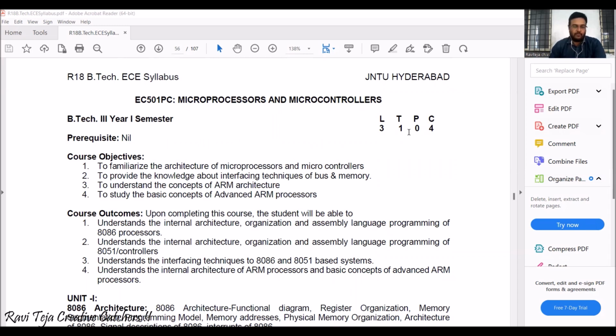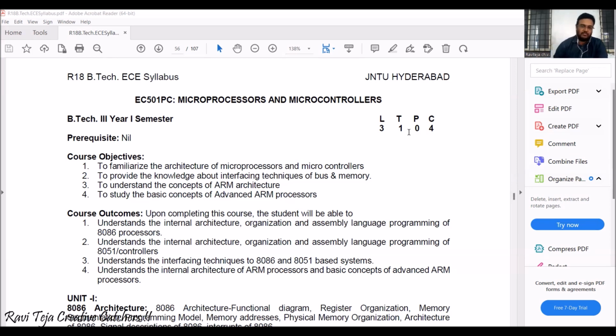Coming to the objectives of Microprocessors and Microcontrollers, in short MPMC, the objective is to get a clear knowledge of the architecture of microprocessors as well as microcontrollers, to give knowledge about interfacing techniques, bus and memory, and to understand the concept of ARM architecture, Advanced RISC Machines, and also have a basic study of advanced ARM processors.